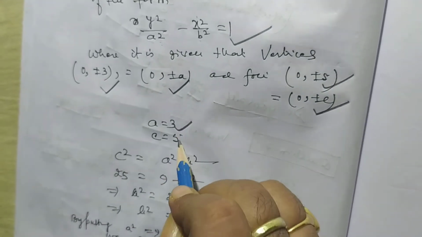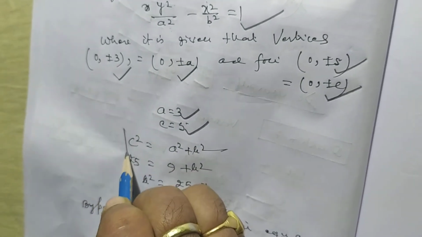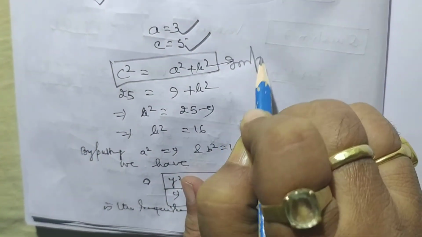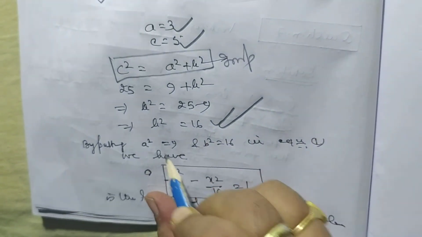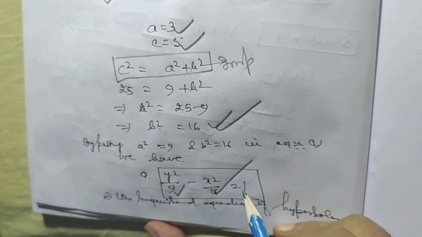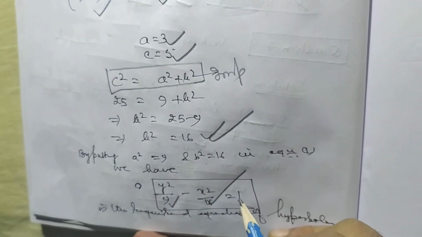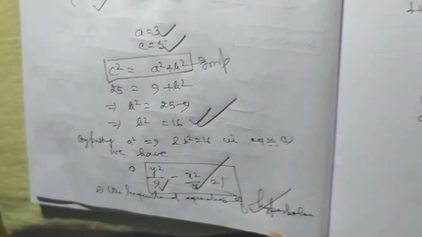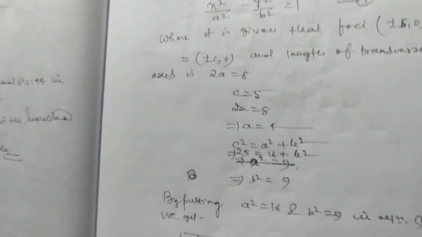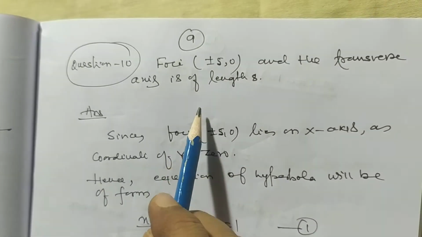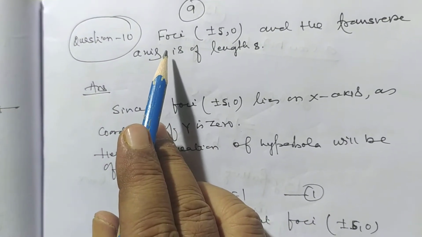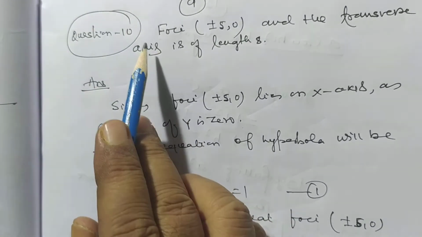So a is equal to 3, c is equal to 5. By using this important formula, c square is equal to a square plus b square, you can find b square. By putting a square and b square in equation first, we have y square by 9 minus x square by 16 is equal to 1. So my dear student, in this way, when components are given, you can find the equation of the hyperbola. When the equation is given, you can find the components of the hyperbola. So in this way, you can solve the problem. Question number 10.